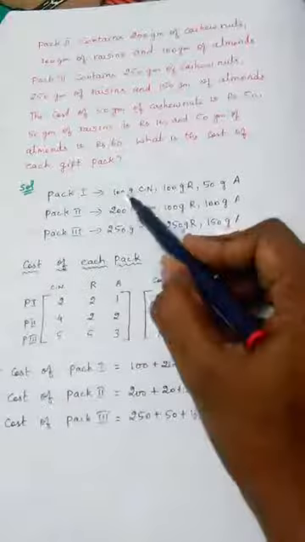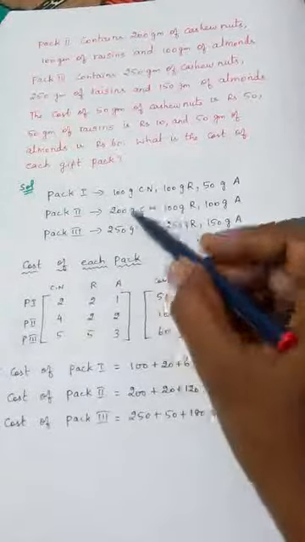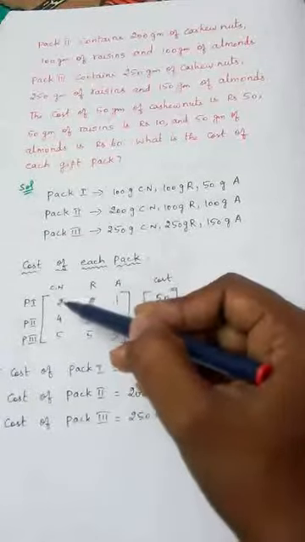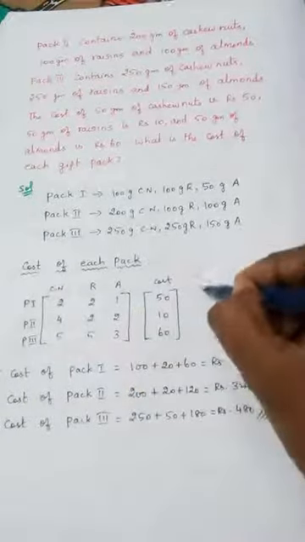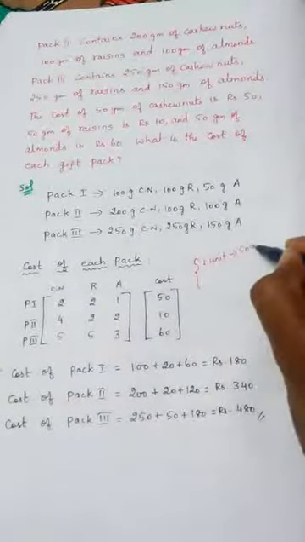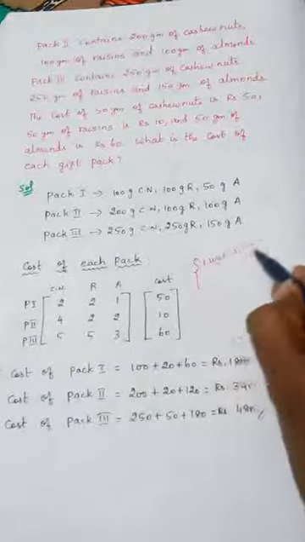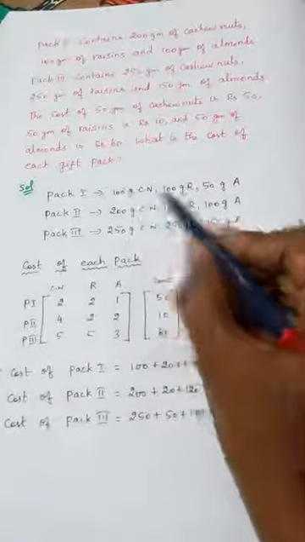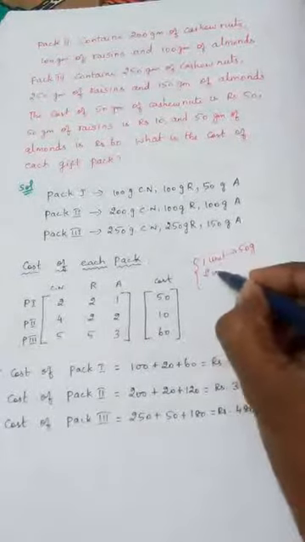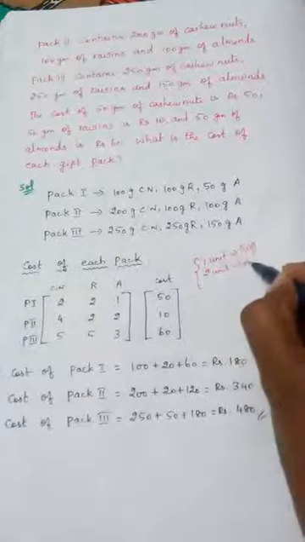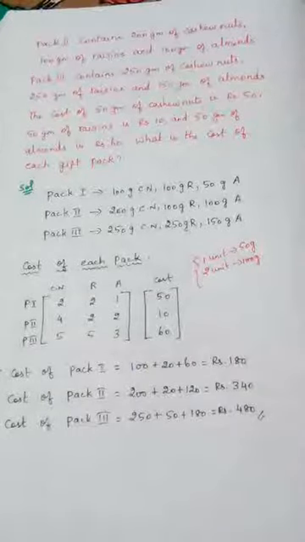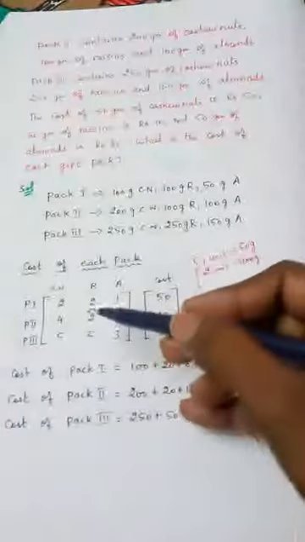But instead of writing 100 gram of cashew nuts, I am just putting 2. The meaning is 2 units. I'll write the reason here. Imagine that 1 unit is nothing but 50 gram. So 100 grams means 2 units. Similarly, 3 units means 150 gram, 4 units means 200 grams. Like that I am just splitting this.